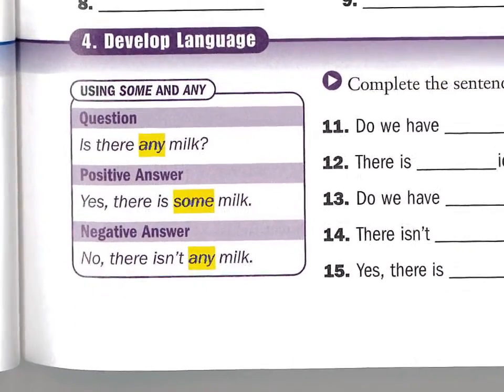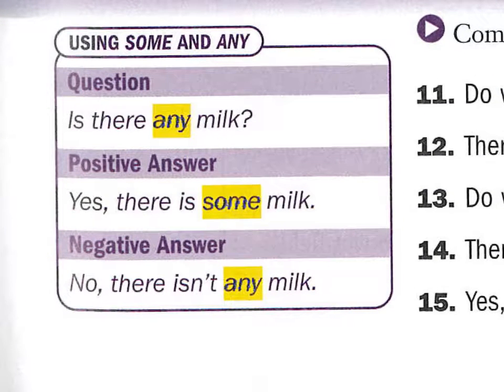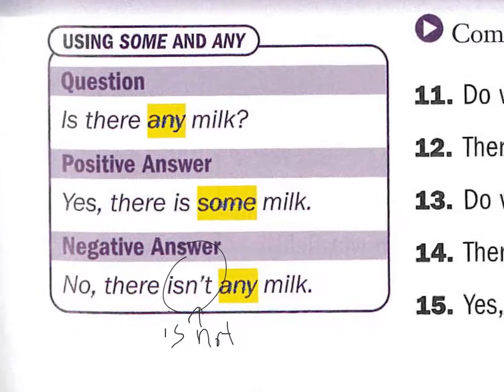Let's look at our language development first. When do we use any and when do we use some? Is there any milk? Yes, there is some milk, or no, there isn't any milk. Again, is there any milk? You say it. Is there any milk? Yes, there's some milk. Yes, there is some milk. No, there isn't any milk. And remember, isn't is not. The contraction is isn't.